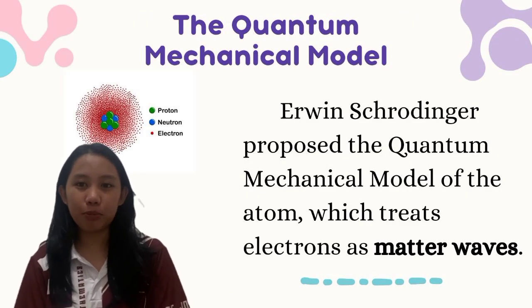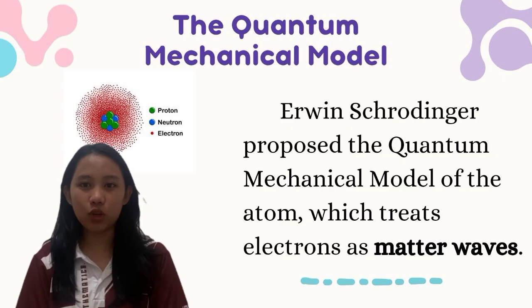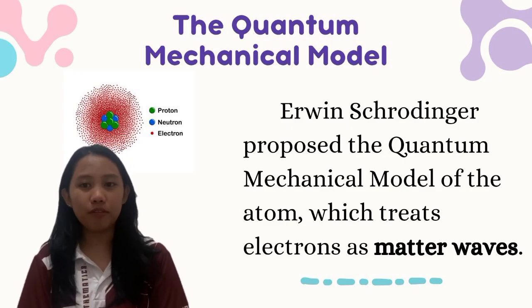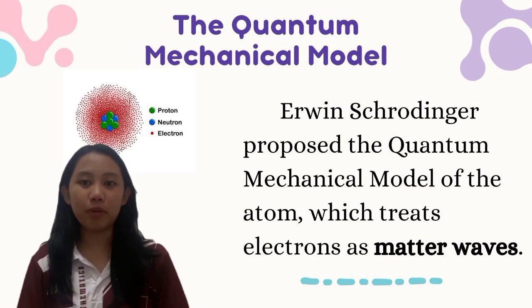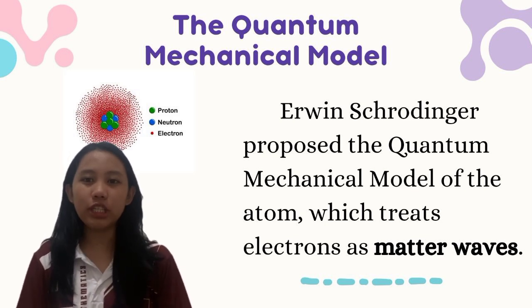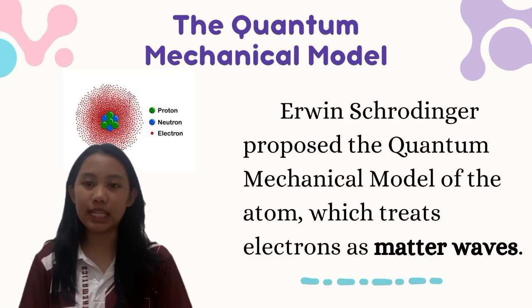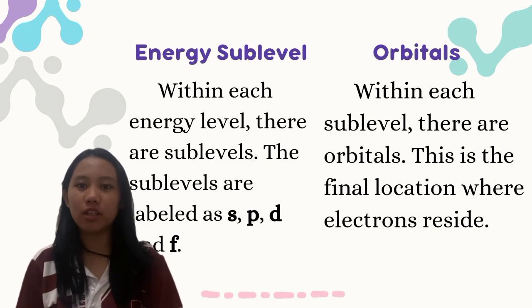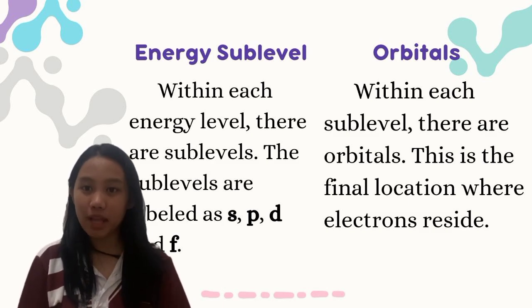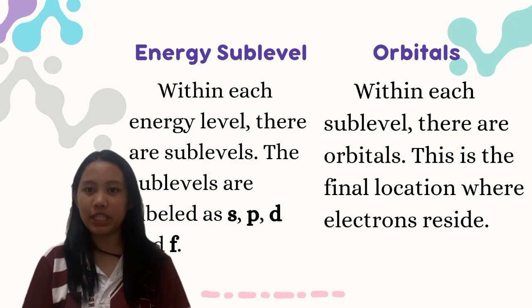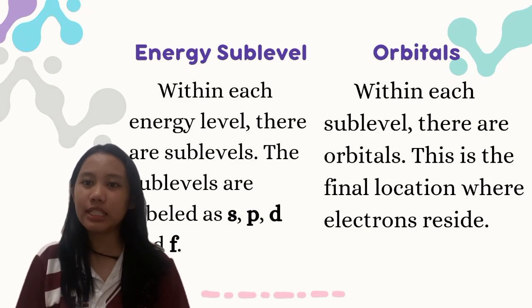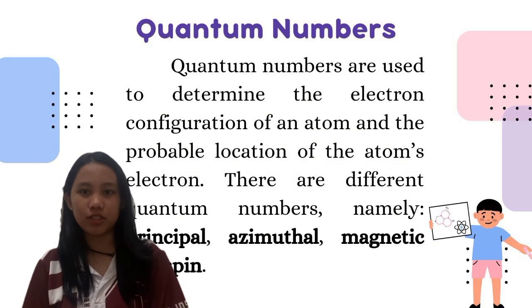Erwin Schrödinger proposed the quantum mechanical model of the atom, which treats electrons as matter waves. It was created when the Bohr model failed to account for the wave properties of the electron. So Schrödinger utilized his equation to predict the probability of finding an electron within a specific orbital in the atom. Within each energy level, there are sublevels. The sublevels are labeled s, p, d, f. And within each sublevel, there are orbitals. This is the final location where electrons reside.